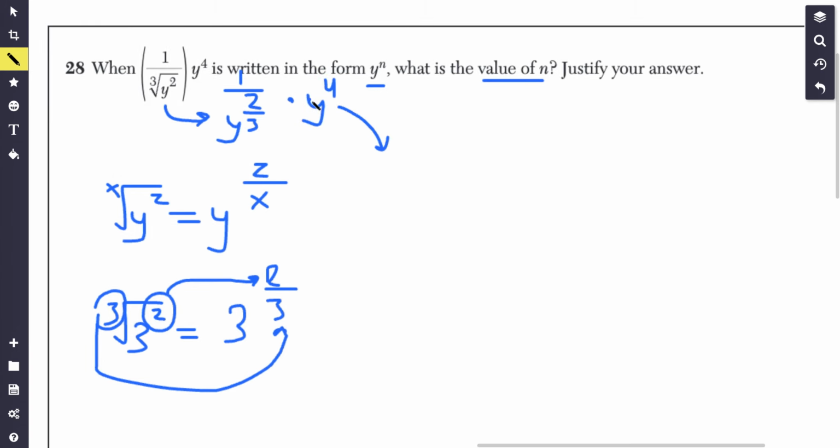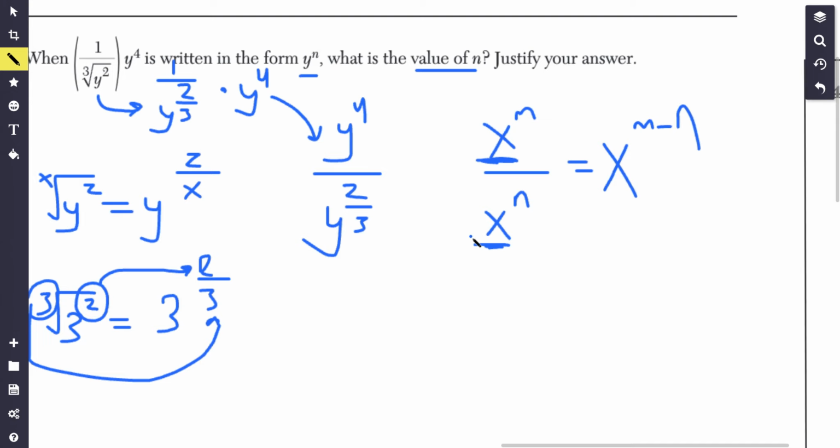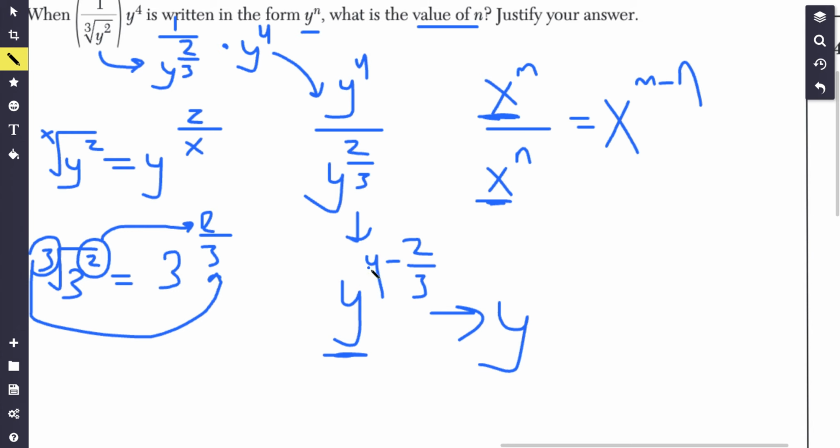So now, if we multiply these two things together, we have y to the 4th power divided by y to the 2/3 power. Now, whenever you have two exponential things divided by each other, and they have the same base, what you do is you keep the base, but you subtract the exponents. So this is going to be y to the 4 minus 2/3. I keep the base, but all I do is subtract the exponents. And this is going to be equal to y to the, okay, so 4 minus 2/3 is 3 1/3. And 3 1/3, let's just write it as 10/3. So this is the same thing as y to the 10 over 3.